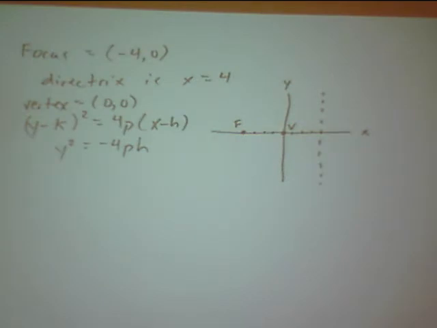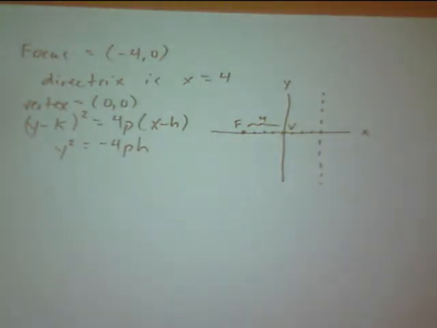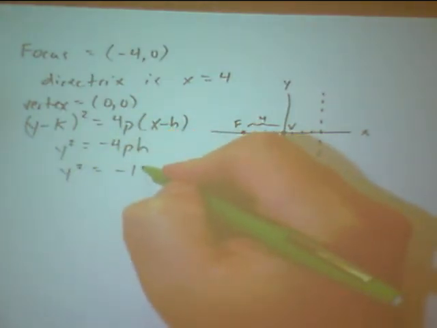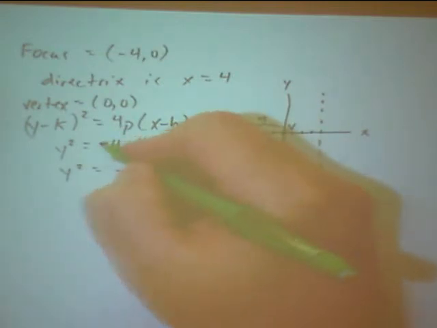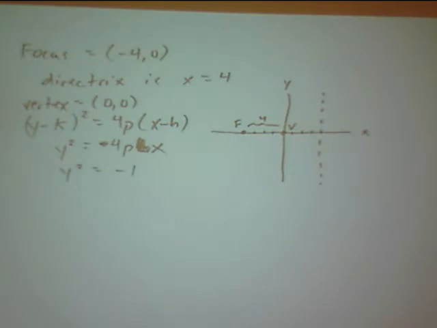But can I figure out the value of p? Well, what's the value of p? The value of p is the distance from the vertex to the directrix or the vertex to the focus. It looks like, obviously, the value of p is going to be 4. Whoops, you know what I did? h is 0, so this should be y² = 4px. I'm sure you all were yelling out to this video when I did that. So y² is 4px.